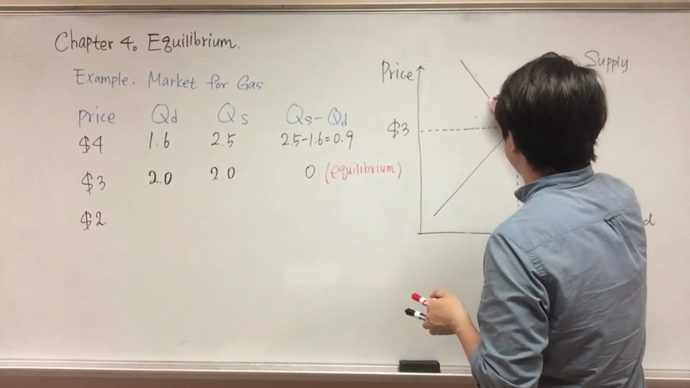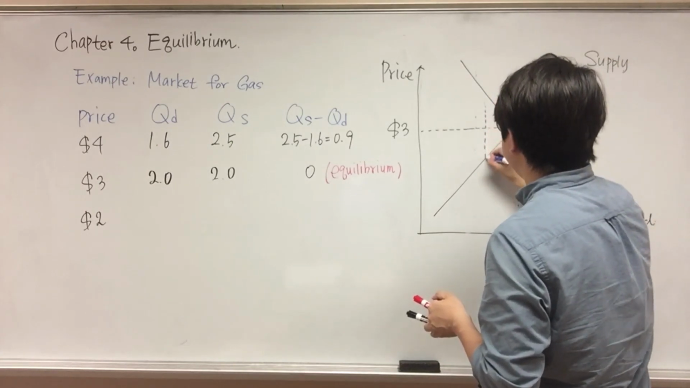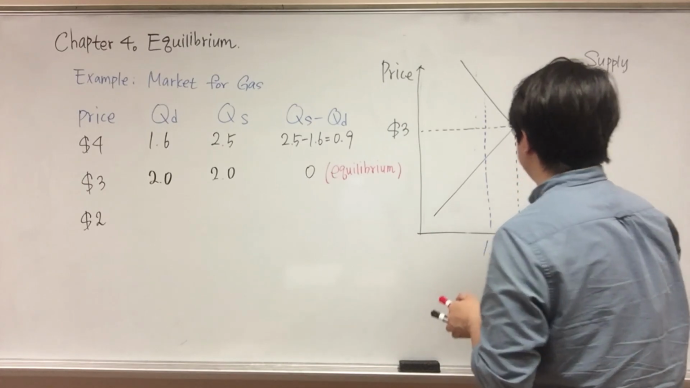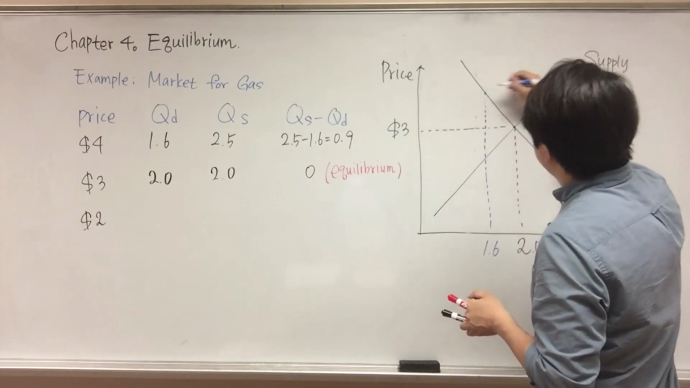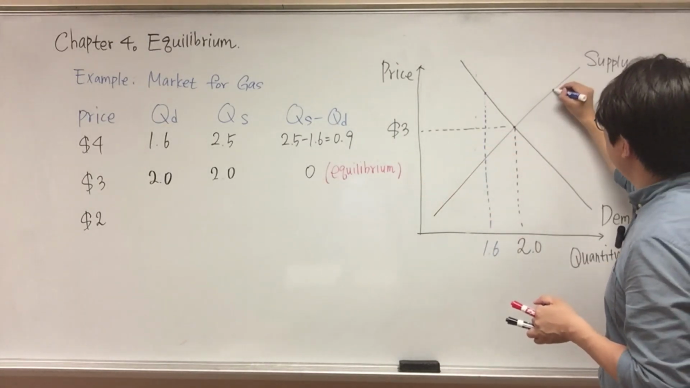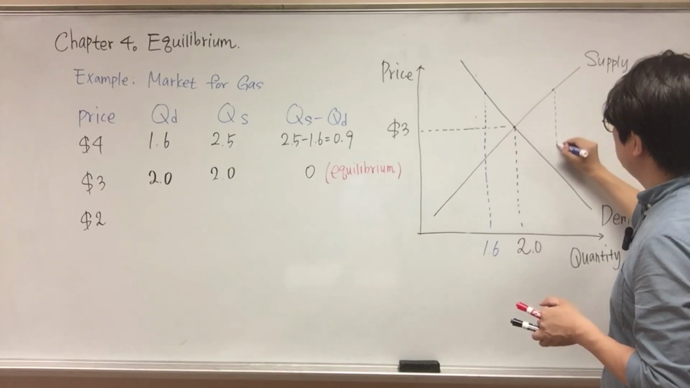The 1.6 is from the quantity demanded, so it would be from the demand curve. So here, this point is 1.6. And the quantity supplied is from the supply curve, and here it is 2.5.